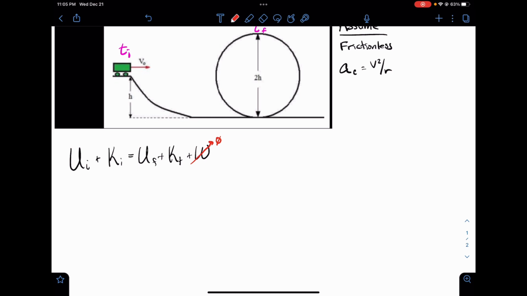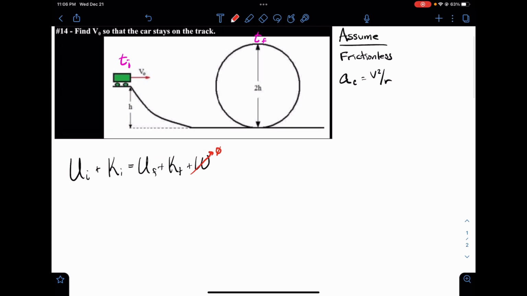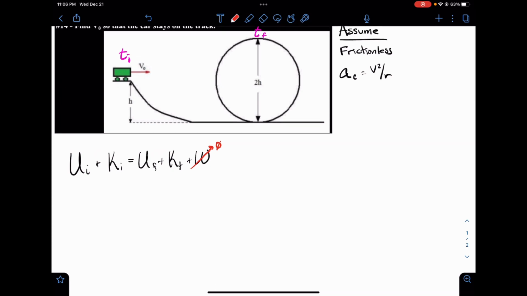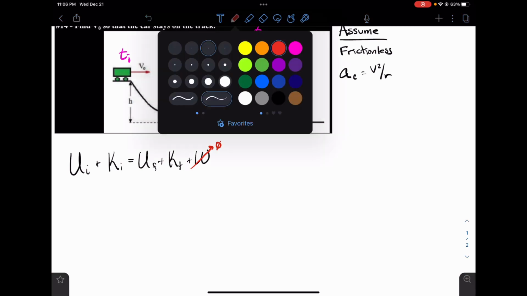We do have an initial speed. That's what we're looking for. We do have a potential energy. It's starting at some height. There will be a final potential energy because it's at some height upwards, and then there is speed. The car is moving in the final situation. So none of these are going to cancel out.